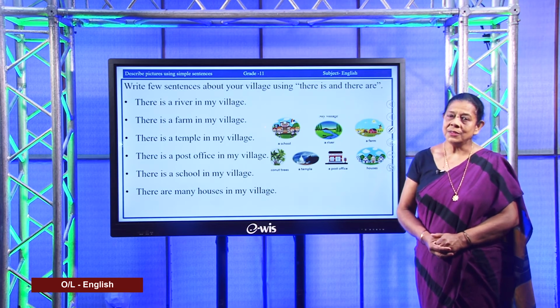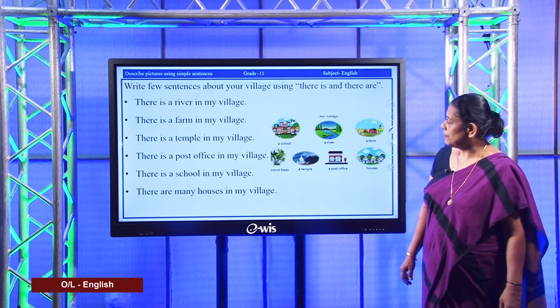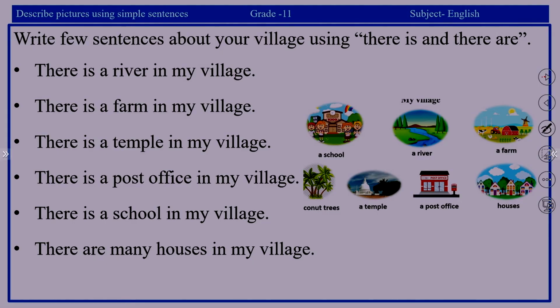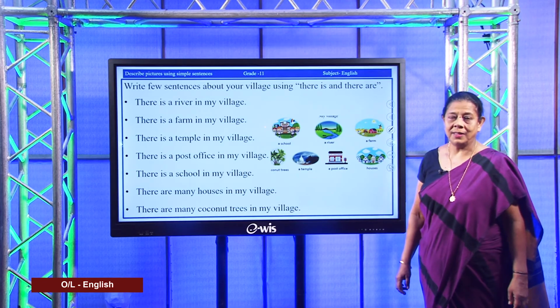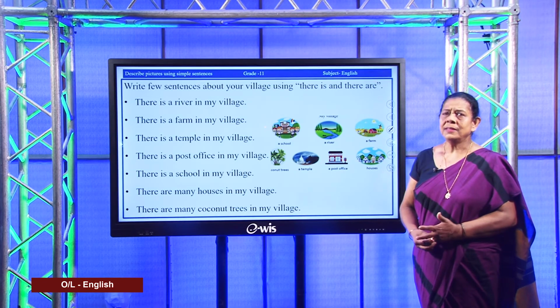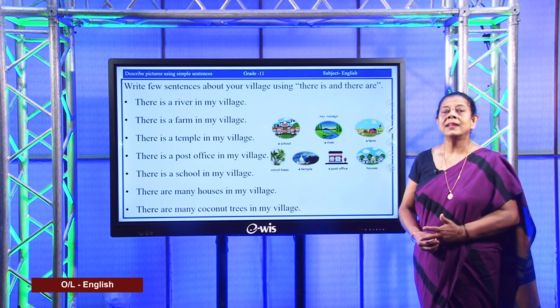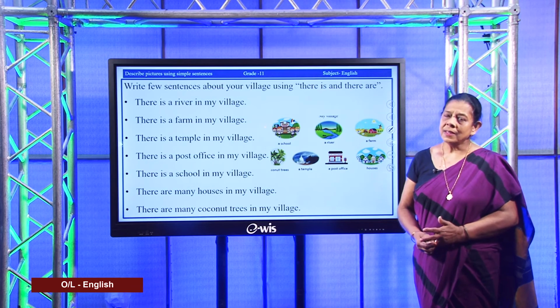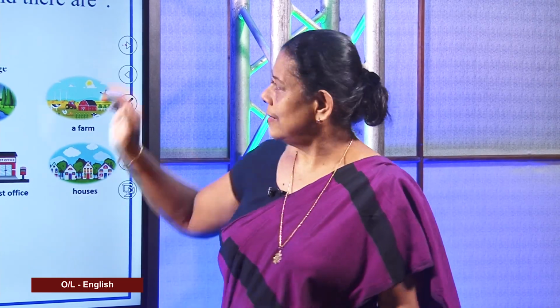Now I am going to teach you that simple sentence. There are many coconut trees in my village. Or you can write, there are some coconut trees in my village. Right, children? Now I think everybody can describe a picture using there is or there are. But when you describe a picture, you have to describe what people are doing. Let's learn about that.